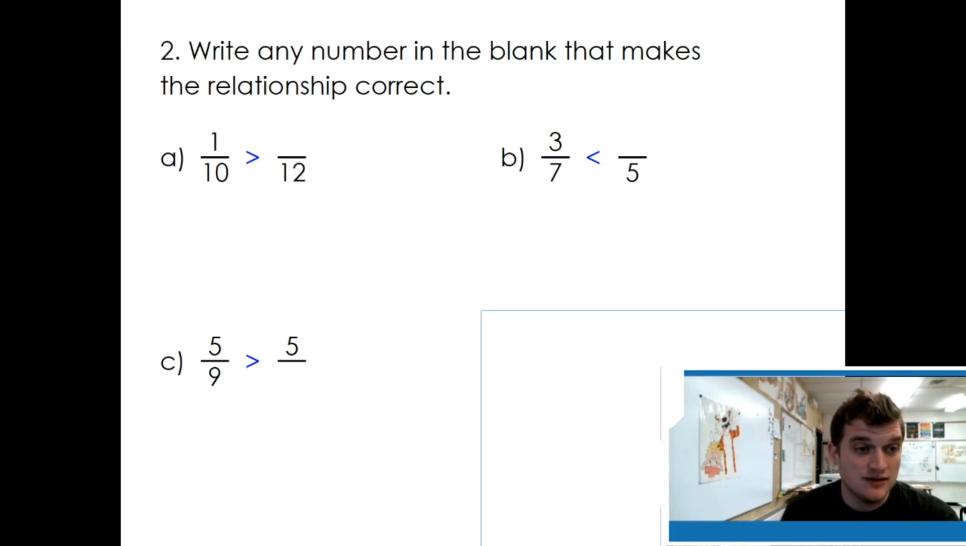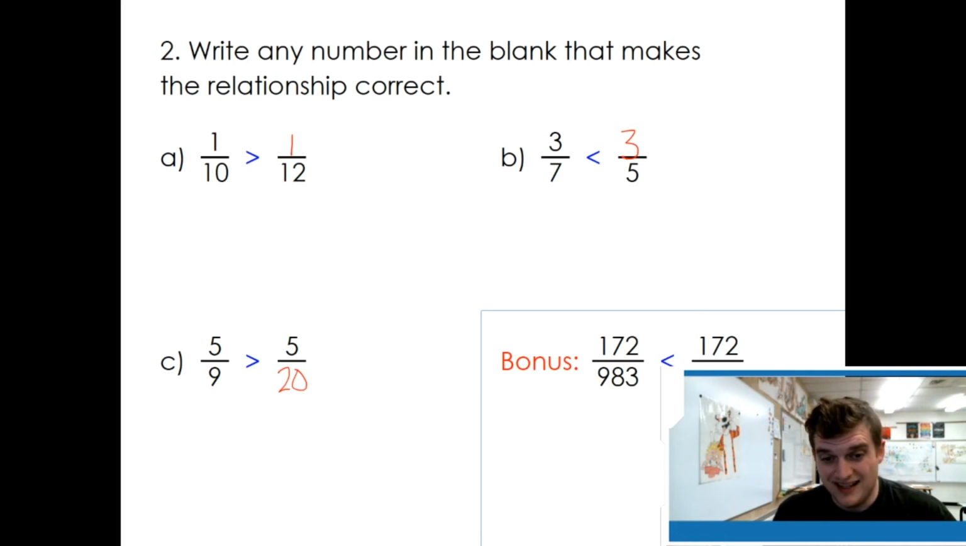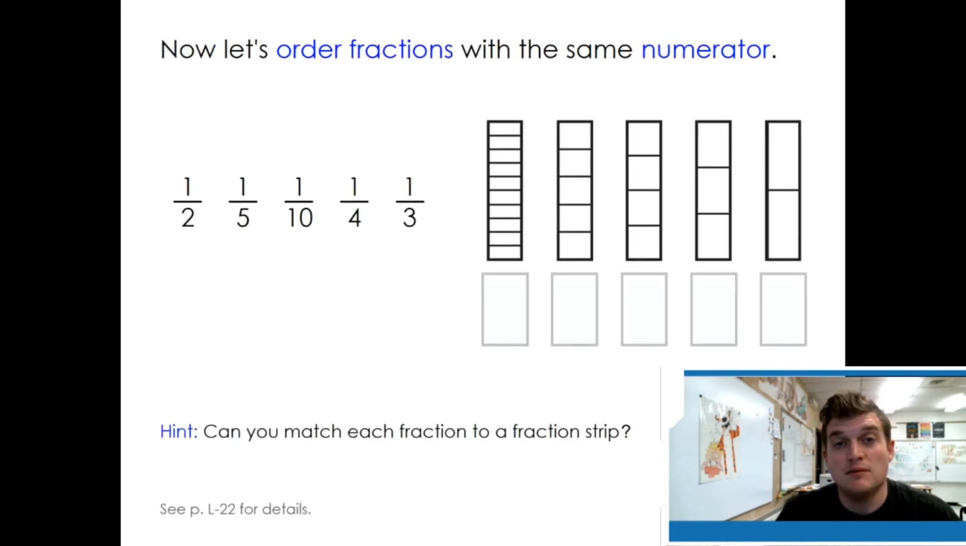1/10 is greater than 1/12. 3/7 is less than 3/5. 5/9 is greater than 5/20. 172 983rds is less than 172 over 172. Let's order fractions with the same numerator.